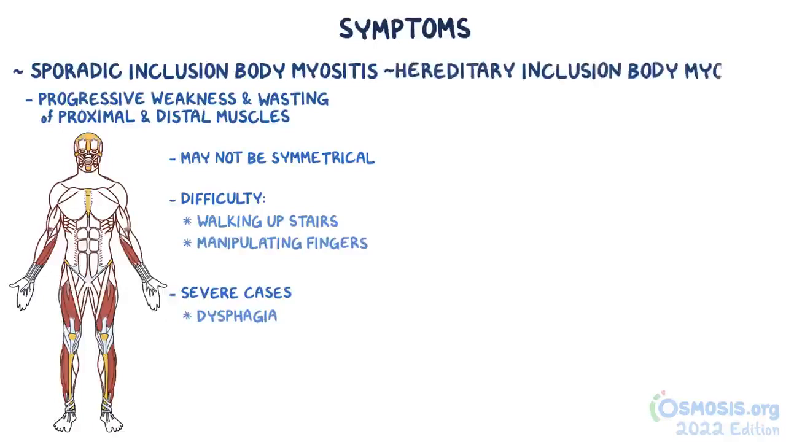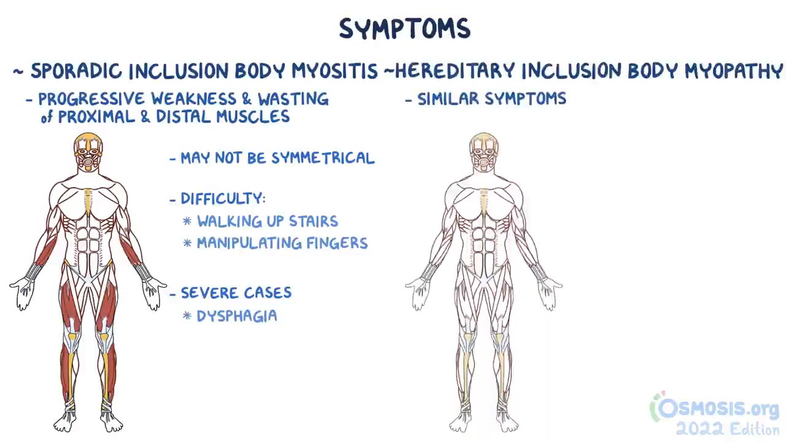Hereditary inclusion body myopathy has very similar symptoms, with the key difference being instead of the quadriceps muscle, it mainly affects the tibialis anterior in the lower leg, resulting in difficulty walking on heels and difficulty running.